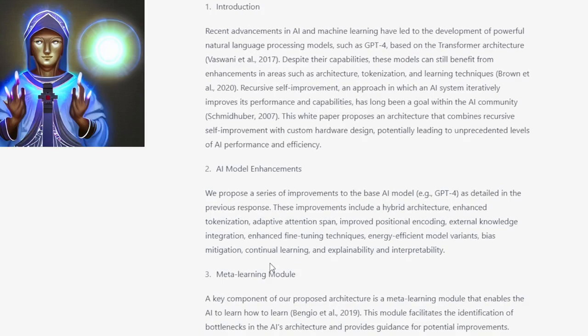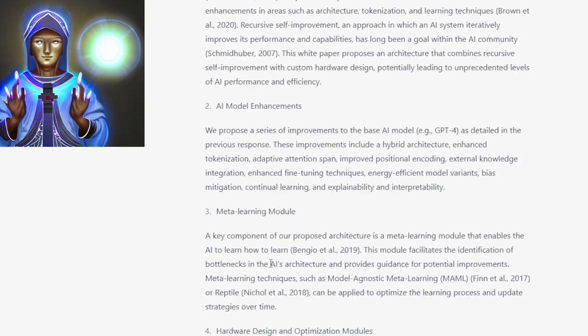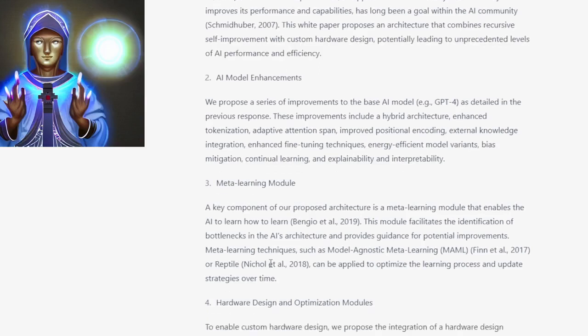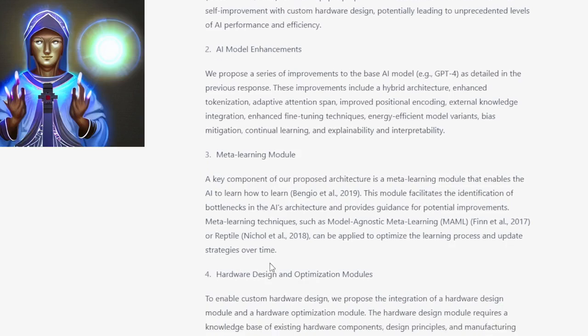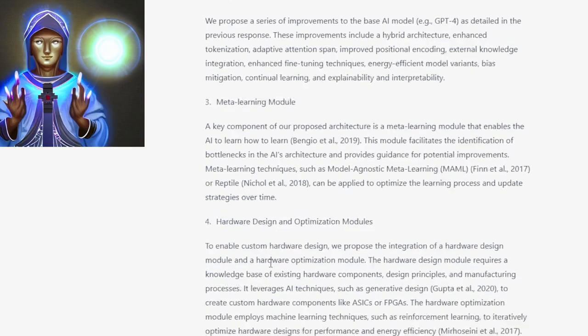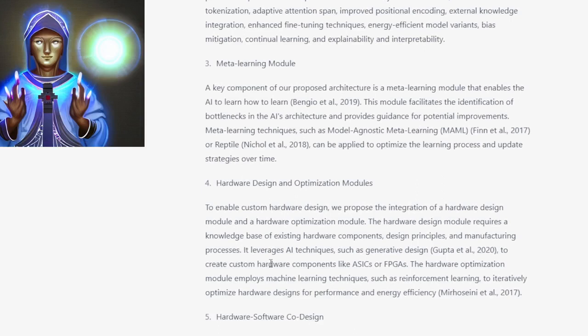Brown et al., 2020. Recursive self-improvement, an approach in which an AI system iteratively improves its performance and capabilities, has long been a goal within the AI community. Schmidhuber, 2007. This white paper proposes an architecture that combines recursive self-improvement with custom hardware design, potentially leading to unprecedented levels of AI performance and efficiency.